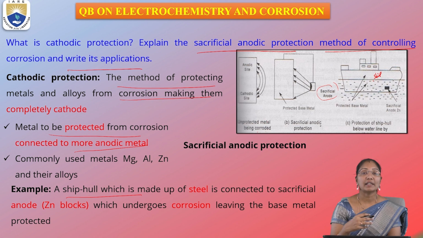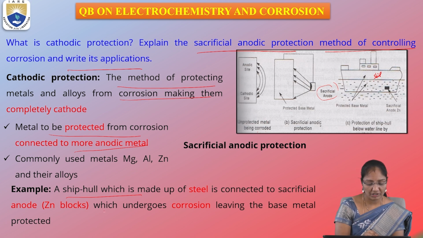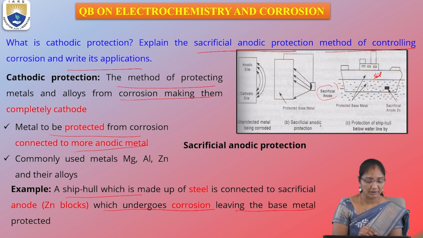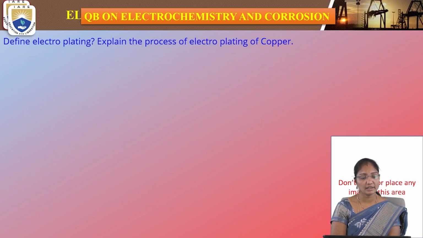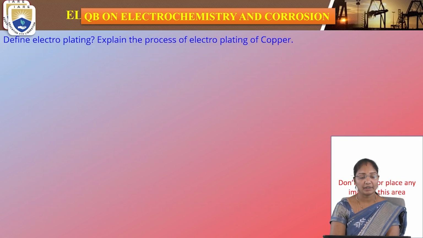So here we are making a barrier by using these sacrificial anodic materials, which are nothing but zinc, aluminum or magnesium, or their alloys, used or coated on the surface of the protected metal. So it undergoes corrosion, leaving the base metal protected. So these zinc blocks are connected as the sacrificial anode, and they undergo corrosion, making the base metal protected.